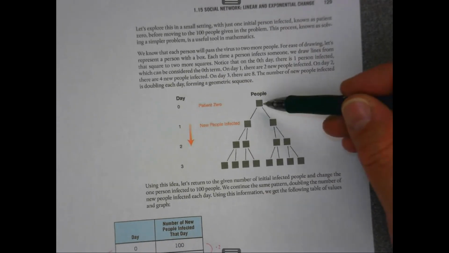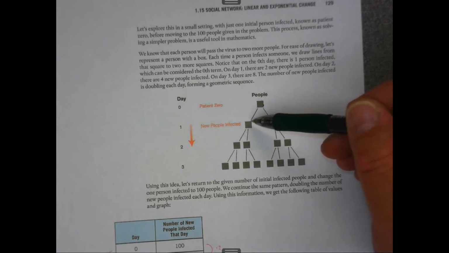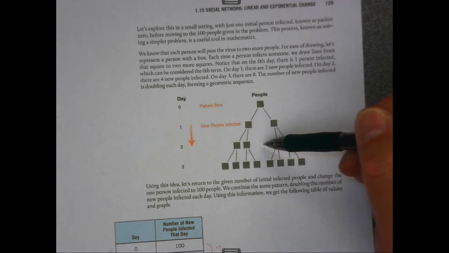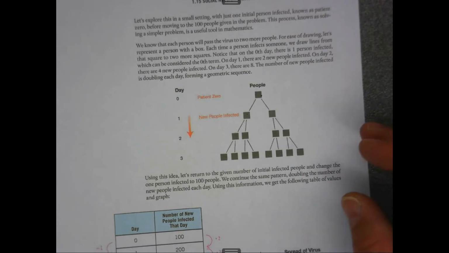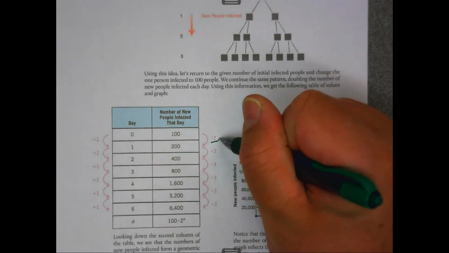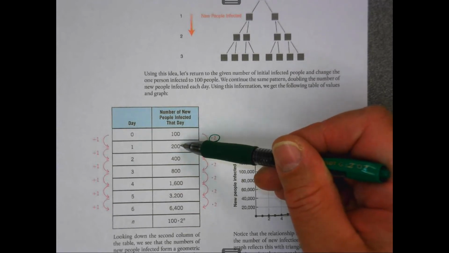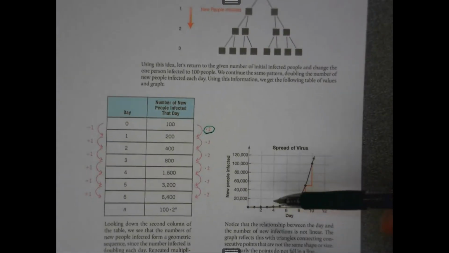Now, this is the way they did it. Drew a picture. So the first person, contagious, patient 0, double it. Okay, they get 2 people. Double that, they get 4 people. Double that, they get 8 people. So what's happening here in the table? It's being multiplied by 2 to get from 100 people to 200 people to 400. So it's doubling. And this is the way it would look on a graph.